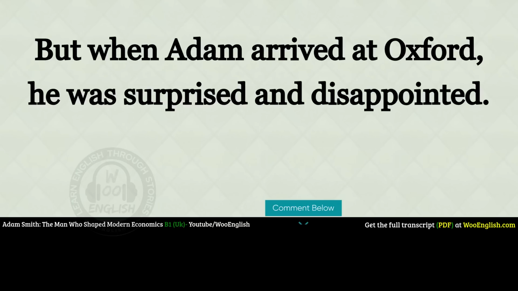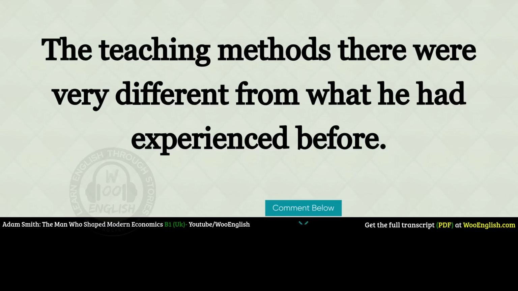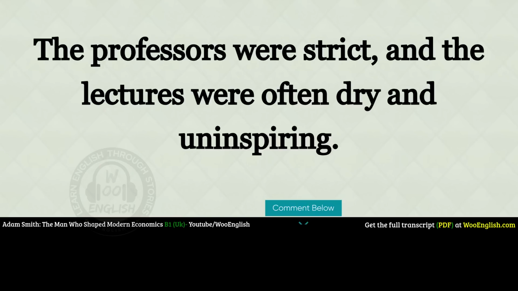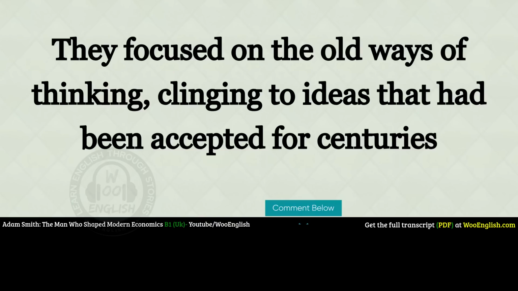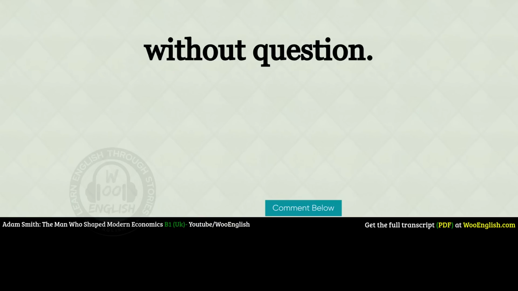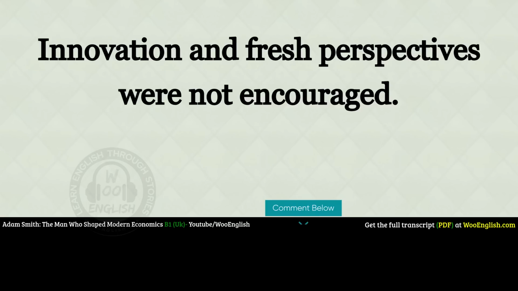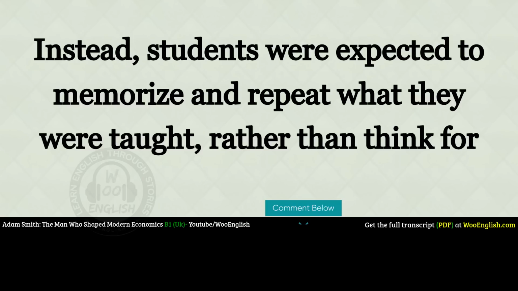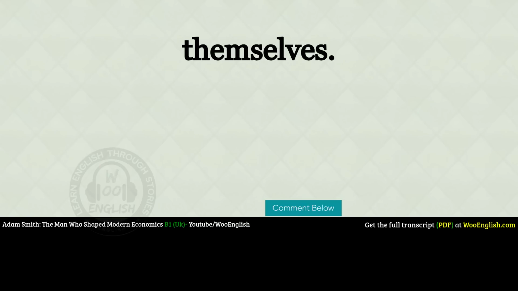But when Adam arrived at Oxford, he was surprised and disappointed. The teaching methods there were very different from what he had experienced before. The professors were strict, and the lectures were often dry and uninspiring. They focused on the old ways of thinking, clinging to ideas that had been accepted for centuries without question. Innovation and fresh perspectives were not encouraged. Instead, students were expected to memorize and repeat what they were taught, rather than think for themselves.